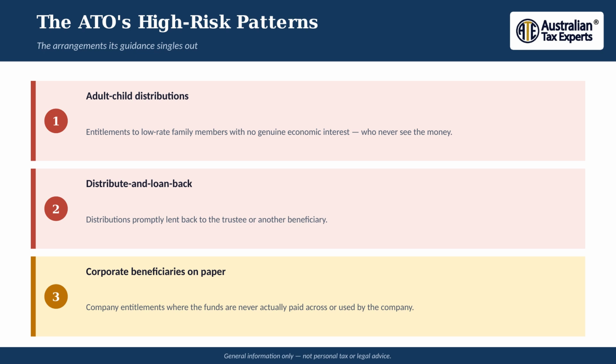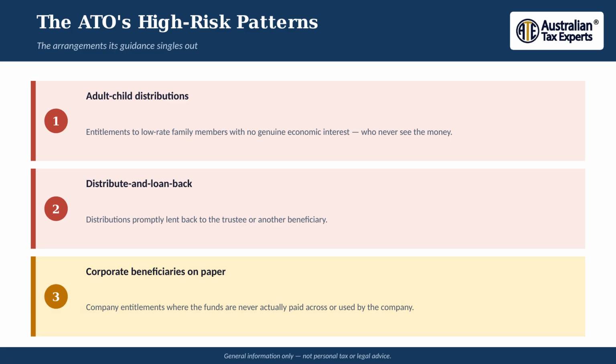Second, distribute and loan back. The beneficiary receives their entitlement, then promptly lends it back to the trustee or another beneficiary, the money completing a round trip that changes nothing but the tax. And third, corporate beneficiaries on paper.